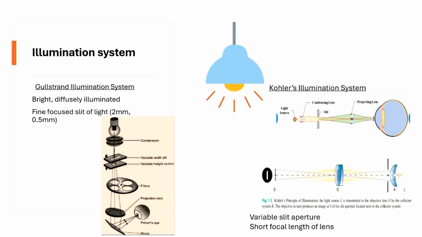Next, coming to Köhler's illumination system, this is employed in the latest, modern slit lamps. Here it has a variable slit aperture and short focal length of lens, and the image formed is regular, and it is better illuminated than the Gullstrand illumination system.